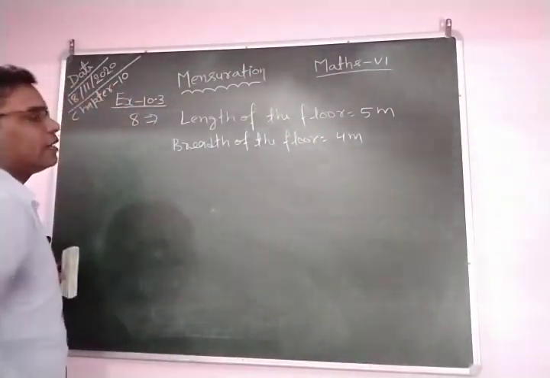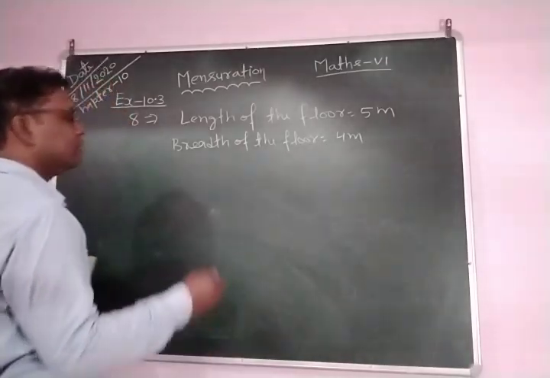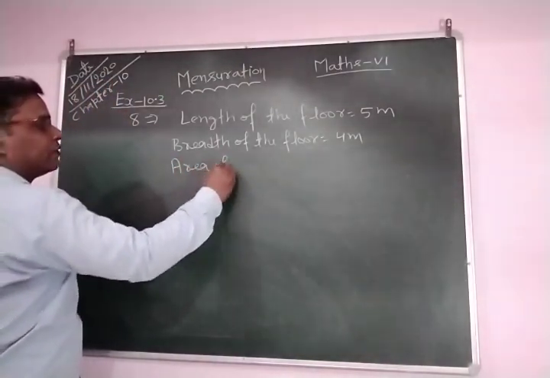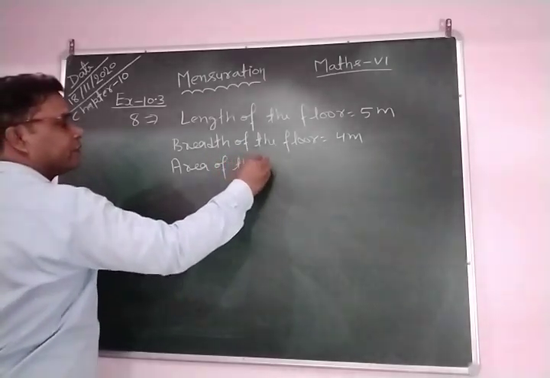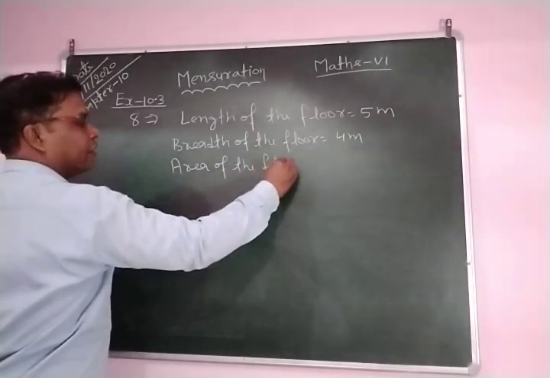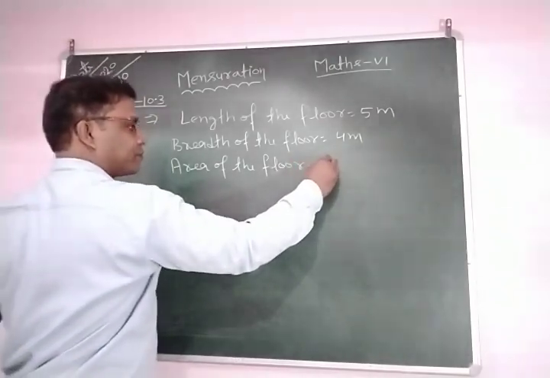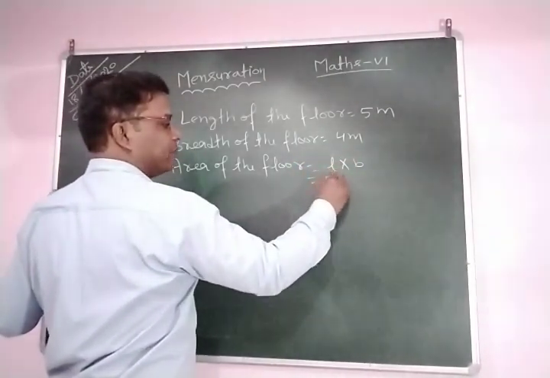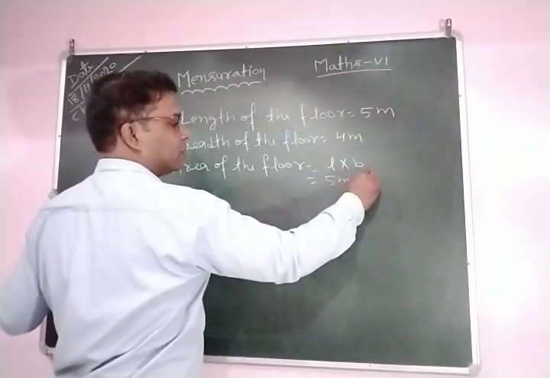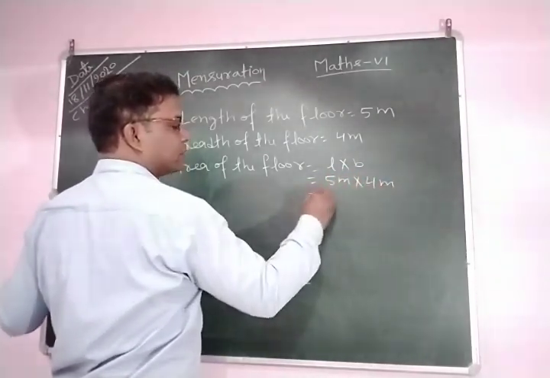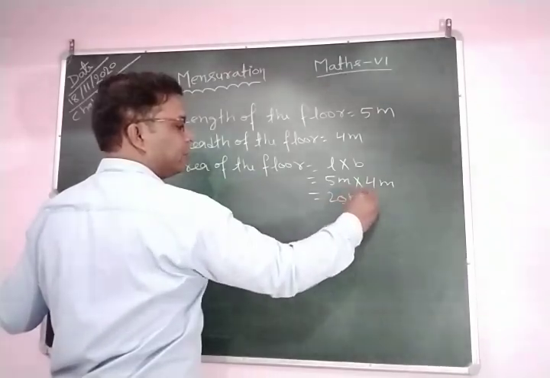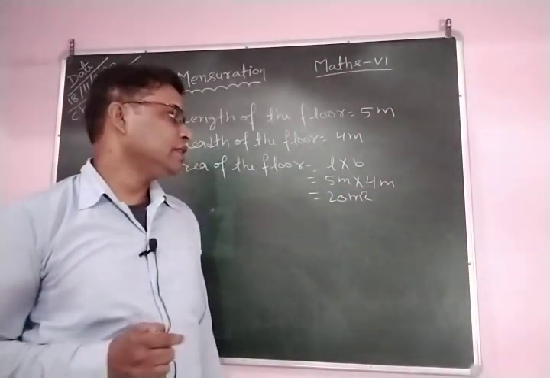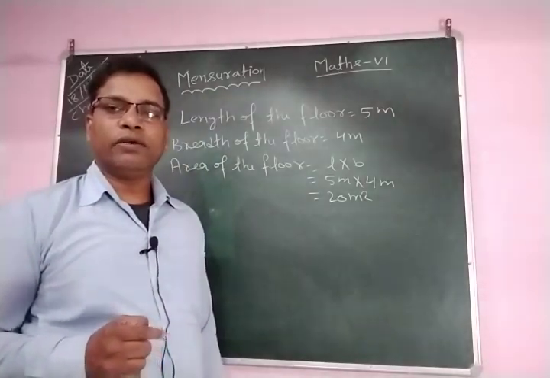So what is the area of the floor? Area of the floor is length into breadth. So you can write here, area of the floor is equal to length into breadth. Length is given here as 5 meters and breadth is also given here as 4 meters. So it becomes 20 meter square. Clear? So in this way you find the area of the floor is 20 meter squares.